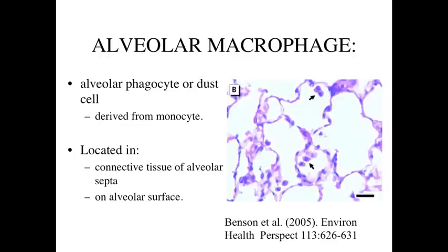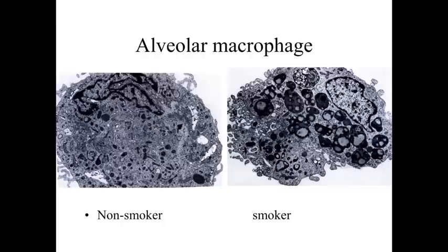You can find these macrophages crawling through the connective tissue within the alveolar septa, the alveolar walls, or you can find them on the alveolar surface themselves. They essentially crawl out along the airspace and clean up debris which may be present there, or clean up damaged regions as they go through.